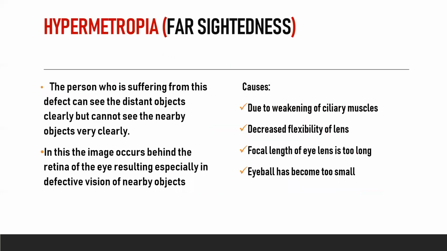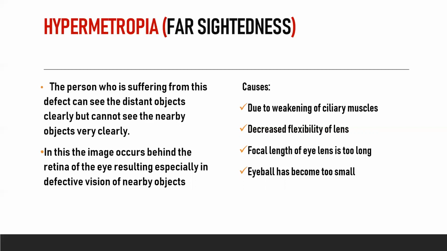Clear? Now, next is hypermetropia. What is hypermetropia? I told you it is farsightedness or long-sightedness. It is just the inverse of myopia. The person suffering from this defect can see distant objects clearly, but cannot see nearby objects very clearly. Means he is able to see things which are far away. But if you take a book and keep it closer to the eyes, you are not able to see the letters written in it.